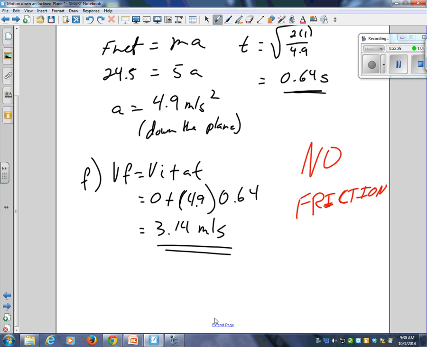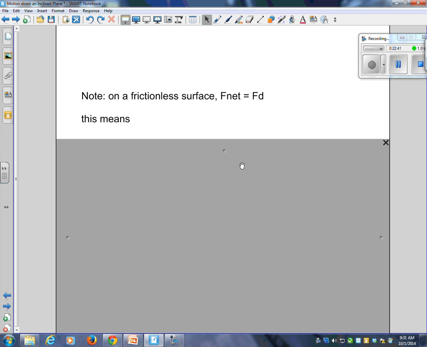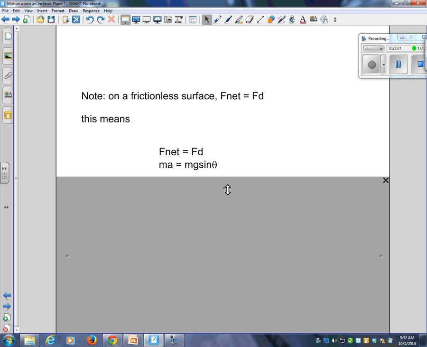I'll pause for a second. This is the last part here. Note that on a frictionless surface, F net is equal to Fd. I'm going to do a little bit of formula manipulation here. What does this mean? If the F net is equal to Fd on a frictionless surface, put the value of F net on one side of the equal sign, like the formula, ma, and put the value for Fd on the other side. And you should see ma is equal to mg sine theta, right?